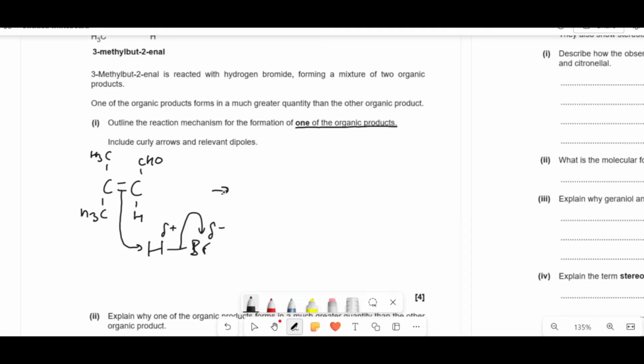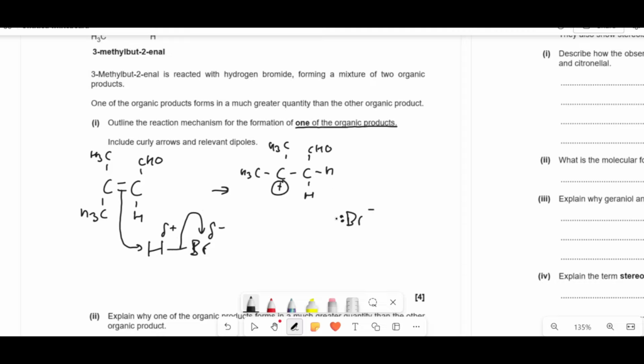So then what you end up getting is CC with a carbocation, CHOH, H3C, H3C. Actually, I'm going to put the H here. Sorry, I'm going to swap the carbocation around. You can do either because it's not asking you for the major, but I'm just going to draw the major anyway, right? And this Br has now got an extra pair of electrons, so it's Br minus.